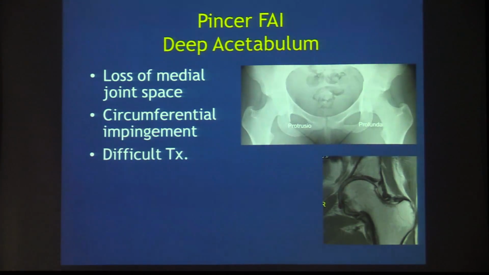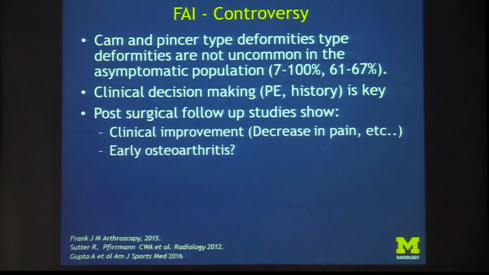Now, the second type of overcoverage is a deep acetabular socket. We can see this in acetabular protrusio profunda, seen on radiographs and MR as well. The problem with this type of overcoverage is that it is circumferential all around that hip, and the surgical treatment is therefore difficult.